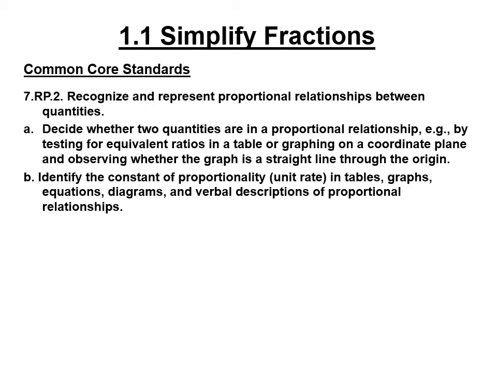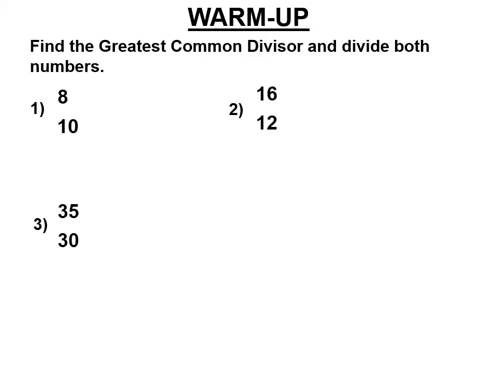Welcome to Unit 1, Lesson 1. We're going to start the year by reviewing how to simplify a fraction. So find the greatest common divisor, also known as greatest common factor, of each of these pairs of numbers, please. So the largest number that divides into both 8 and 10 is 2. 2 is the greatest common factor.